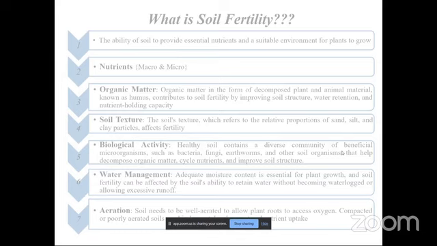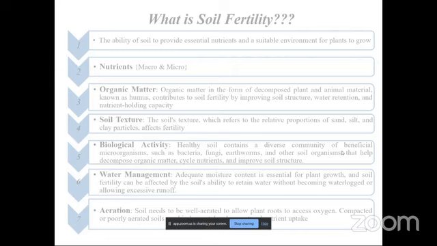Then the fourth character is soil texture. It is the proportion of sand, silt, and clay. These are soil particles of different diameters. Sand is the largest particle, silt is a medium particle, and clay is the smallest particle in the soil. It affects soil fertility based on the proportion.